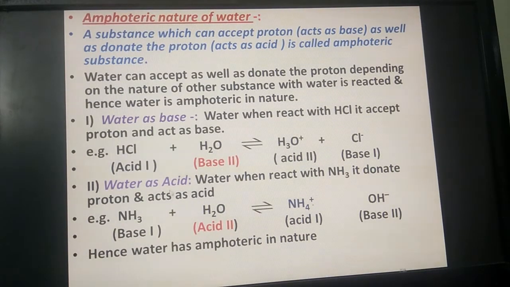अशा पद्धतीचे क्वेश्चन येऊ शकतो. Explain the water as an amphoteric in nature, for 2 marks. त्याच्यामध्ये काय लिहायचं? पहिली डेफिनेशन, the property of the substance which can accept as well as donate the proton, such property is called as the amphoteric property or amphoteric substance. Therefore, here water can accept as well as donate the proton depending on the nature of other substance with which water is reacted, and hence water is an amphoteric in nature. आणि हे दोन एक्झाम्पल दाखवायचे, त्या ठिकाणी तुम्हाला 2 मार्क पडून जातात.